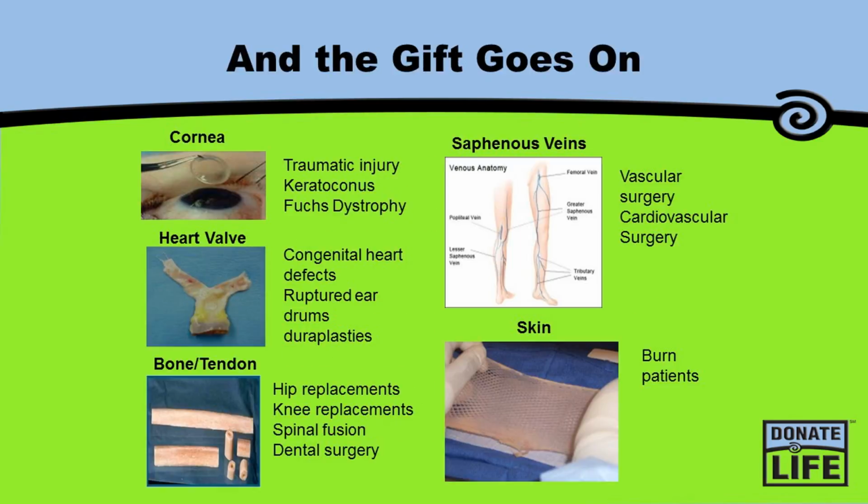Just in general, again, I know that there's lots of different OPOs and tissue banks on the call today, so your agency may recover more or less than what's listed here. But in general, and Robert's going to talk a little bit more about the corneas in just a second, you can see some of the reasons and indications for cornea recovery, for heart valve recovery, bone and tendon, probably the most donated tissue.